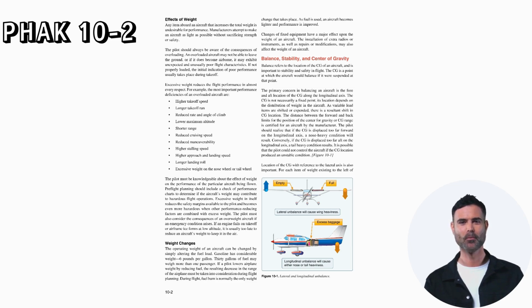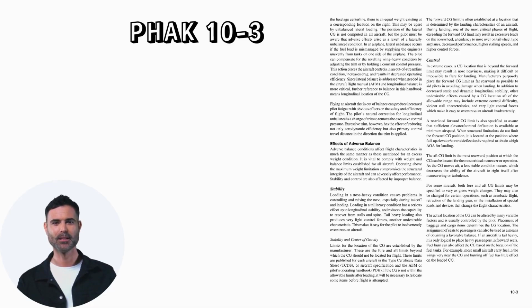Location of the CG with reference to the lateral axis is also important. For each item of weight existing to the left of the fuselage centerline, there is an equal weight existing at a corresponding location on the right. This may be upset by unbalanced lateral loading. The position of the lateral CG is not computed in all aircraft, but the pilot must be aware that adverse effects arise as a result of a laterally unbalanced condition. In an airplane, lateral unbalance occurs if the fuel load is mismanaged by supplying the engine unevenly from tanks on one side of the airplane.